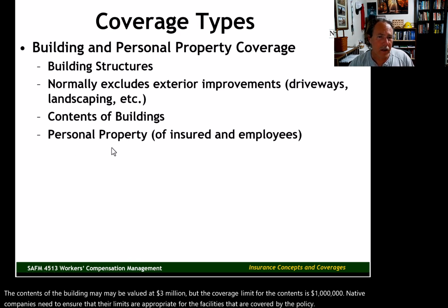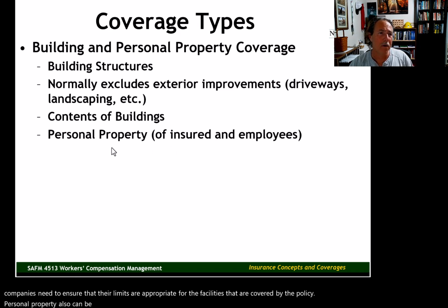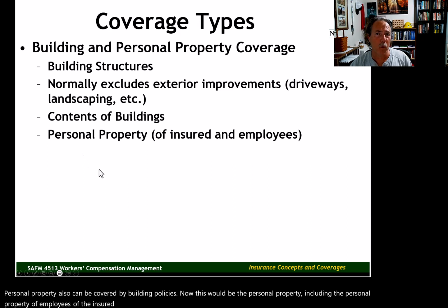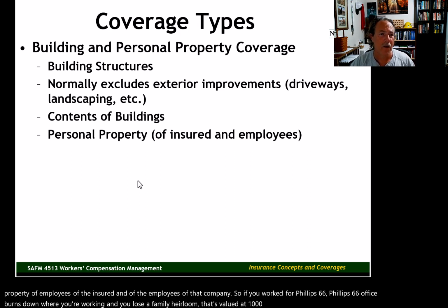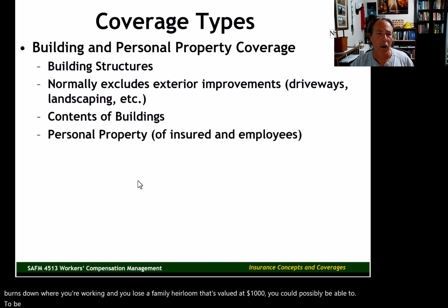Personal property also can be covered by building policies. Now, this would be the personal property of the insured and of the employees of that company. So if you worked for Phillips 66 and your office burns down where you're working, and you lose a family heirloom that's valued at $1,000, you could possibly be able to be compensated for that loss under the company's building and personal property coverage policy.